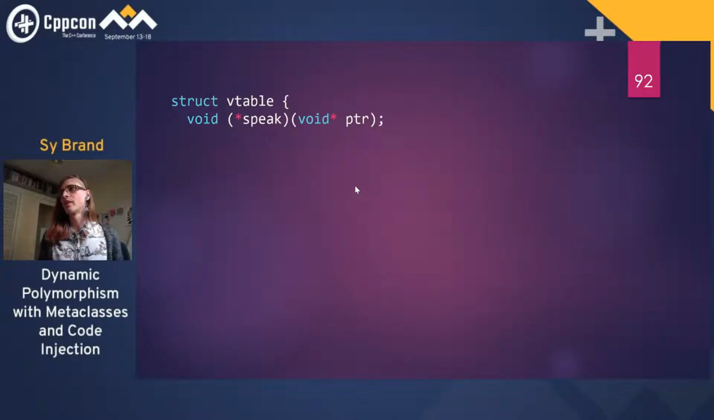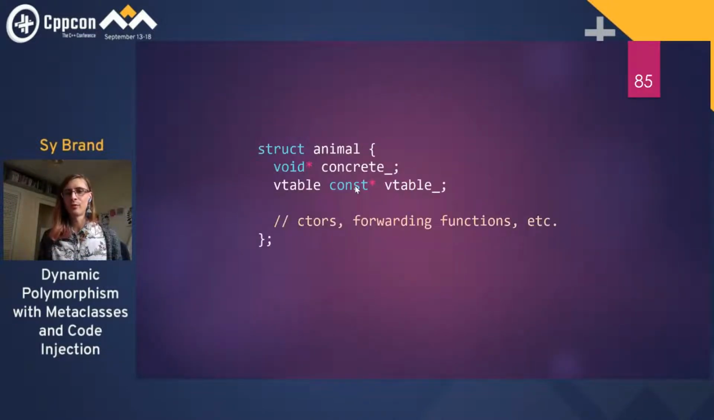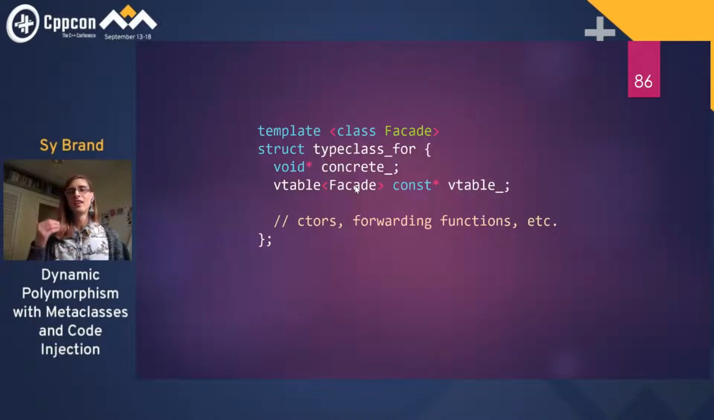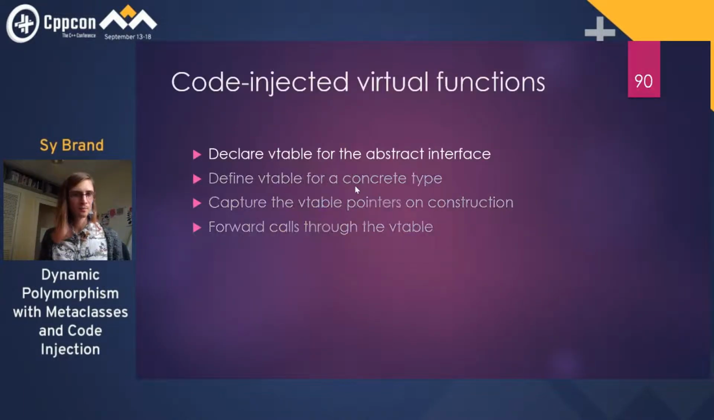What does type class 4 do? Type class 4 is the representation. It's like the general version of animal, which will work for any facade. Would this add overhead for compiler debug? I'm going to talk about that at the end.